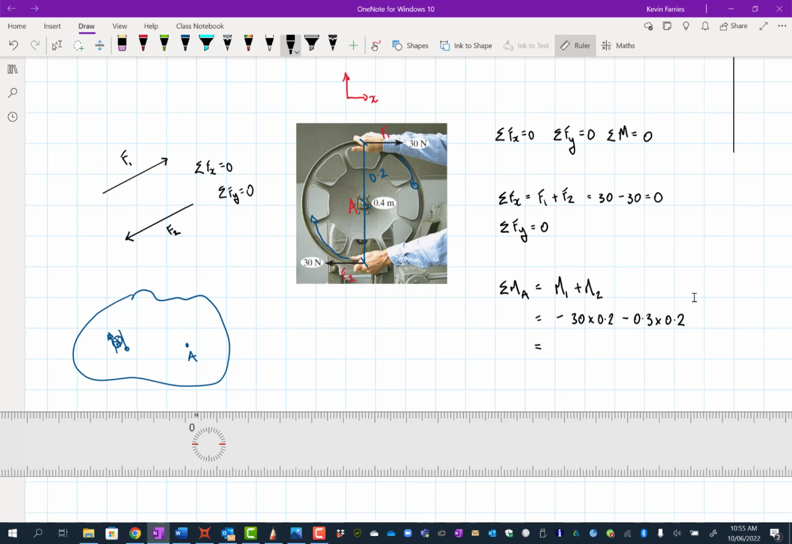And so what I'm going to do is going to do one more step. It's minus 30 times 0.4. So you've got two of those, 2 times, it's not 0.3, sorry. It's 30 times 0.2. So you've got 2 of these, so it's the same as minus 30 times 0.4. Why am I writing that? Because that 0.4 is just the distance between the two forces. So it's just, which in our case would be minus 12 Newton meters.